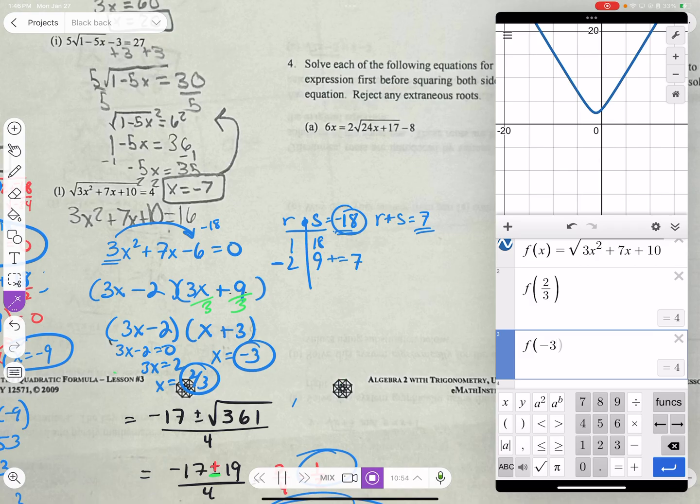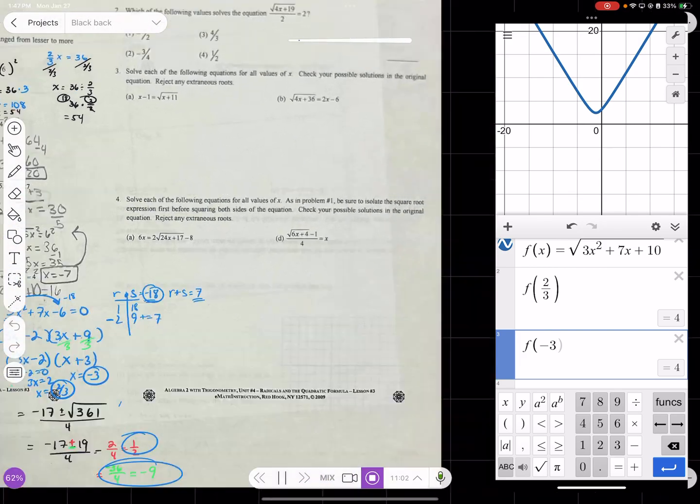Again, I could solve it with the quadratic formula if I needed to. And this side I didn't do. So we got to look at this side over here. Hopefully that gets you squared away on those.